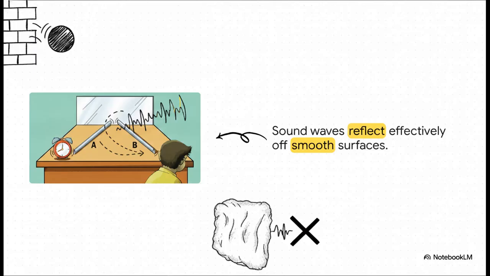Finally, we're at section 5, reflection of sound. You know how a rubber ball bounces right off a brick wall? Well, sound waves do the exact same thing. They reflect really well off smooth, hard surfaces. And you can actually prove this yourself.